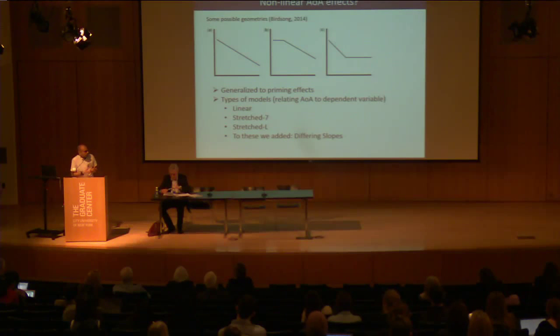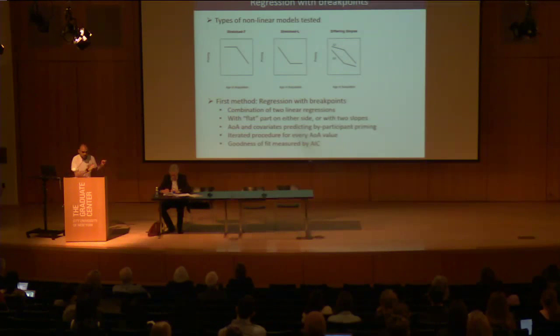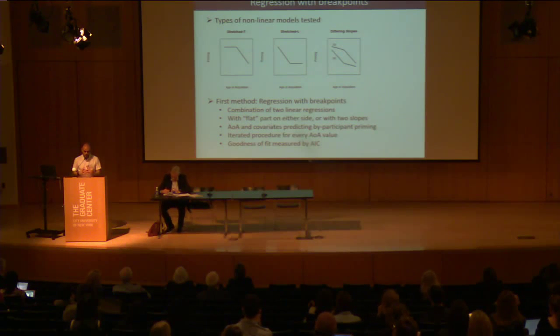On the leftmost panel, we have the linear effect, and then in the middle, we have what could be termed a stretched 7 configuration, and on the rightmost panel, we call it a stretched L configuration. And to this one, we added another one in which we could have differing slopes. So to make this more precise, these three are the types of nonlinear models that we tried to fit to our data. And the method that we used is called regression with breakpoints, which is basically just two linear regressions linked at a certain breakpoint, with a flat part on either side of the regression, or maybe with slopes differing. And it is possible to actually fit these three types of regression to our data, and then we choose what the best model is. But importantly, we didn't assume where the breakpoint was from the start.